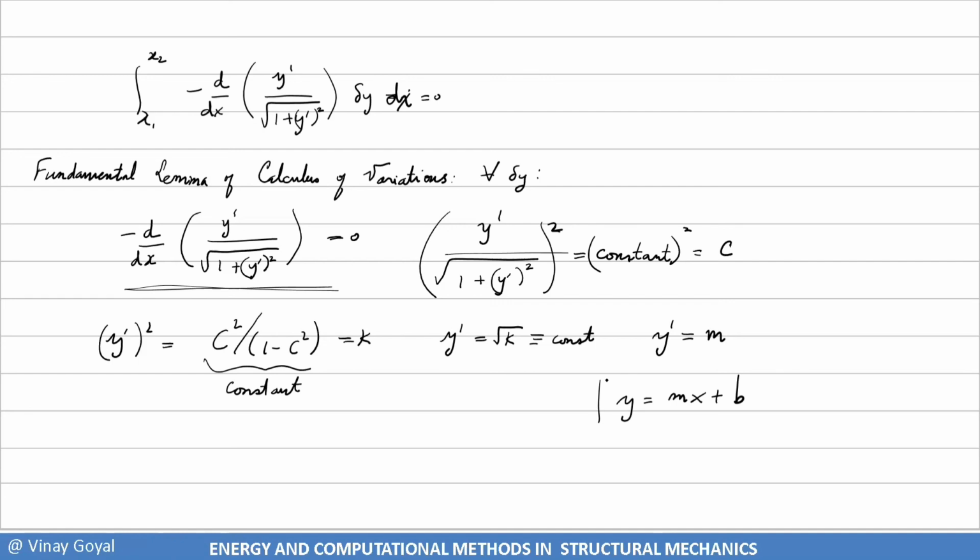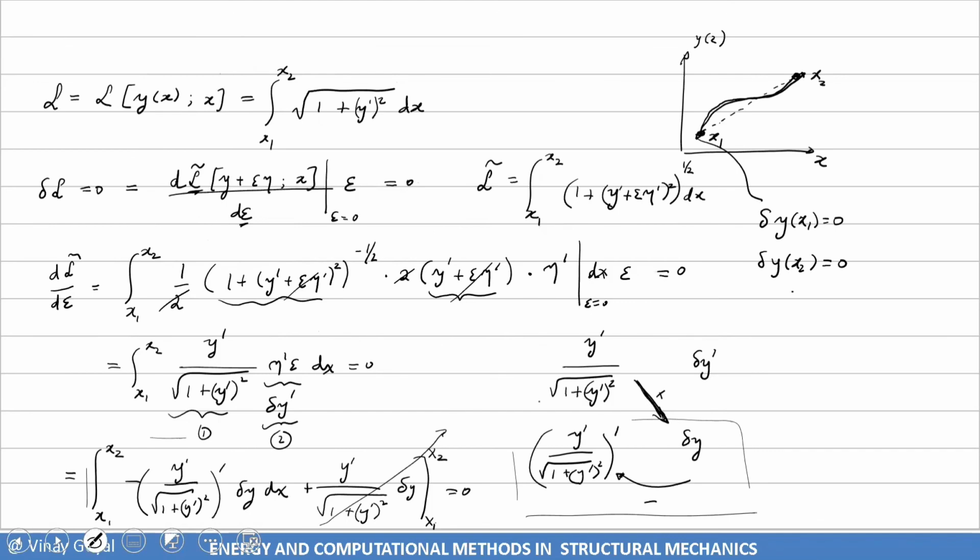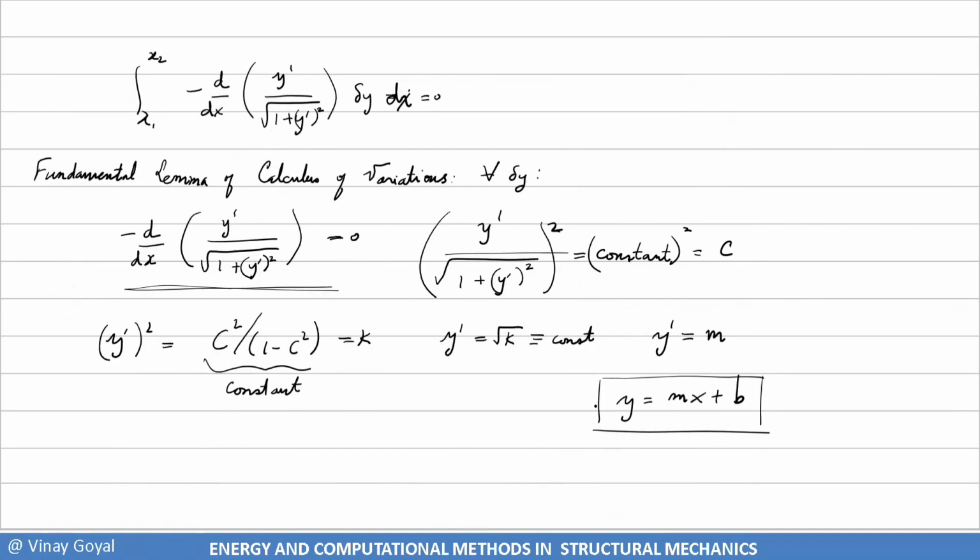Isn't that a straight line? Isn't that cool? We found a function y that minimizes the distance between these 2 points. A straight line. We've proven that a straight line is the function that minimizes that curve. Now, that is an incredible finding.